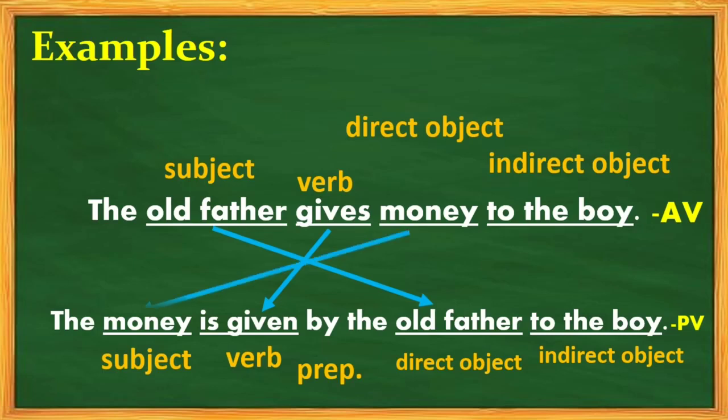Then, the direct object in active voice becomes the subject in the passive voice. In passive voice, there will be a preposition by in between verb and direct object. Then, the indirect object in active voice retains their position in passive voice.